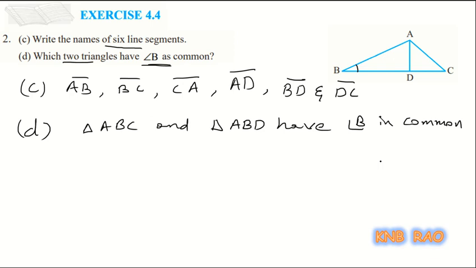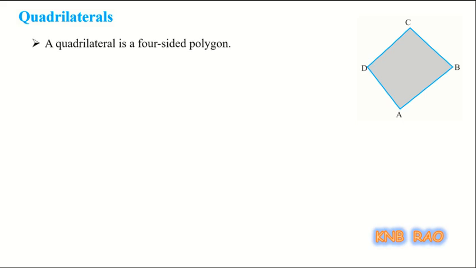Now we will go for a new concept called quadrilateral. Children, quadrilateral, you have already seen: a polygon with 4 sides. So to define a quadrilateral, we will define it like this. A quadrilateral is a 4-sided polygon.